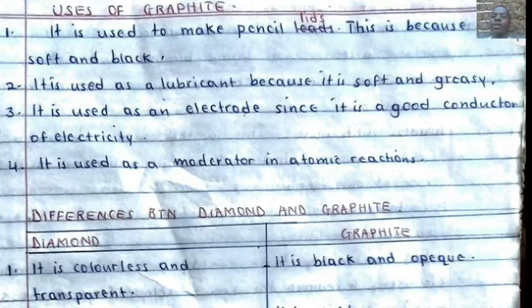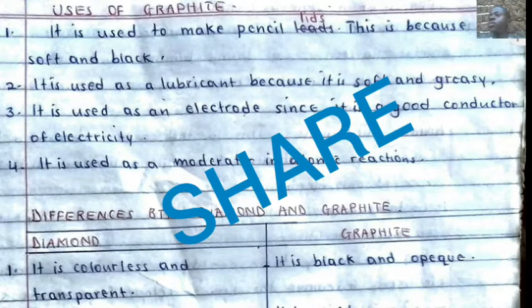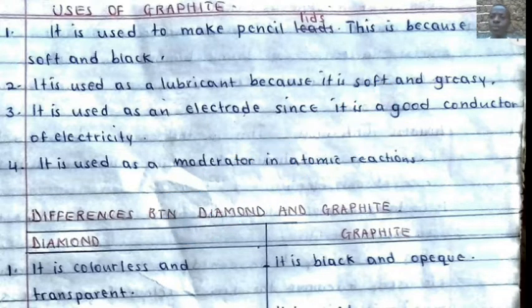Now, last time we looked at the structure of diamond and the structure of graphite. We saw their properties and we also drew the diagrams, and I hope you wrote something and I hope you understood. So now today we are heading on to the uses of graphite.